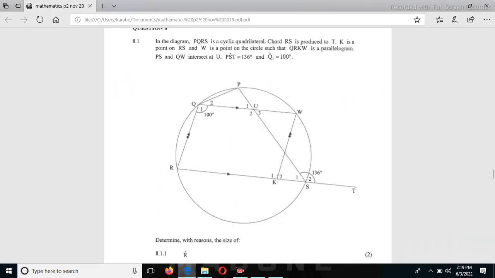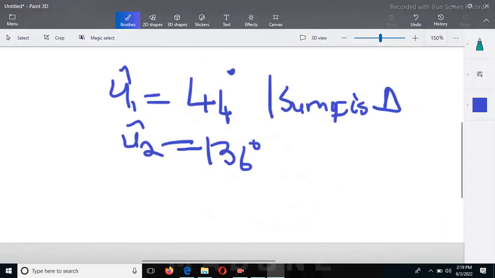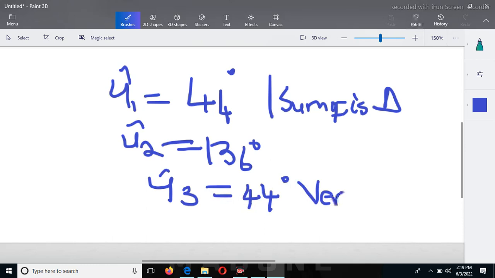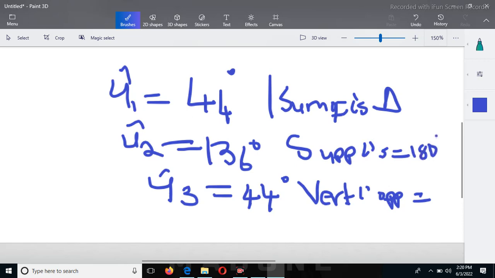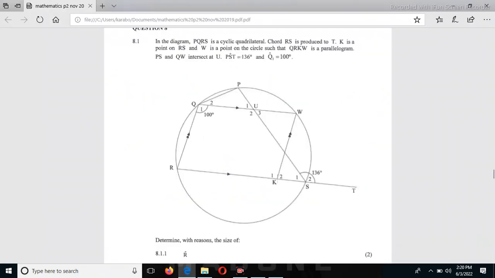Right, now that I have my U2 as 136, what will be my U3? Guys, there's two ways of getting U3. It's either you say vertically opposite angles, if you still remember them from your grade 9, or we can just say supplementary angles. At the end of the day, the answer is still going to be the same. Your U3 is so simple. It's going to be 44 degrees. Let's say vertically opposite angles. Vertically opposite angles are equal. And for U2, you know that we use supplementary angles that add up to 180. Okay, guys. So after this, I've exhausted every option that I had as a maths learner.